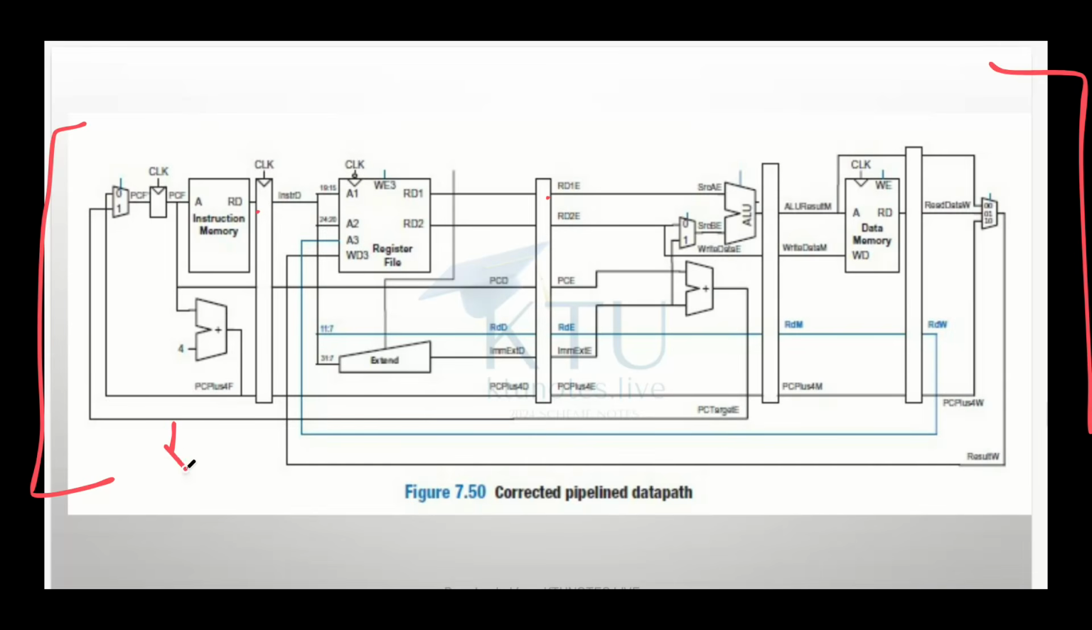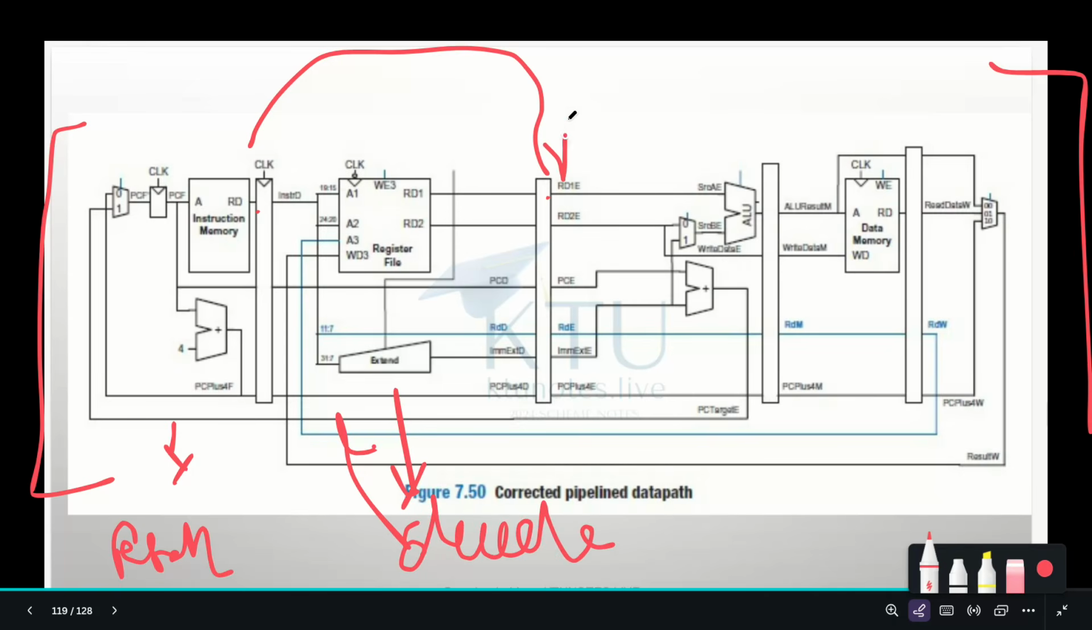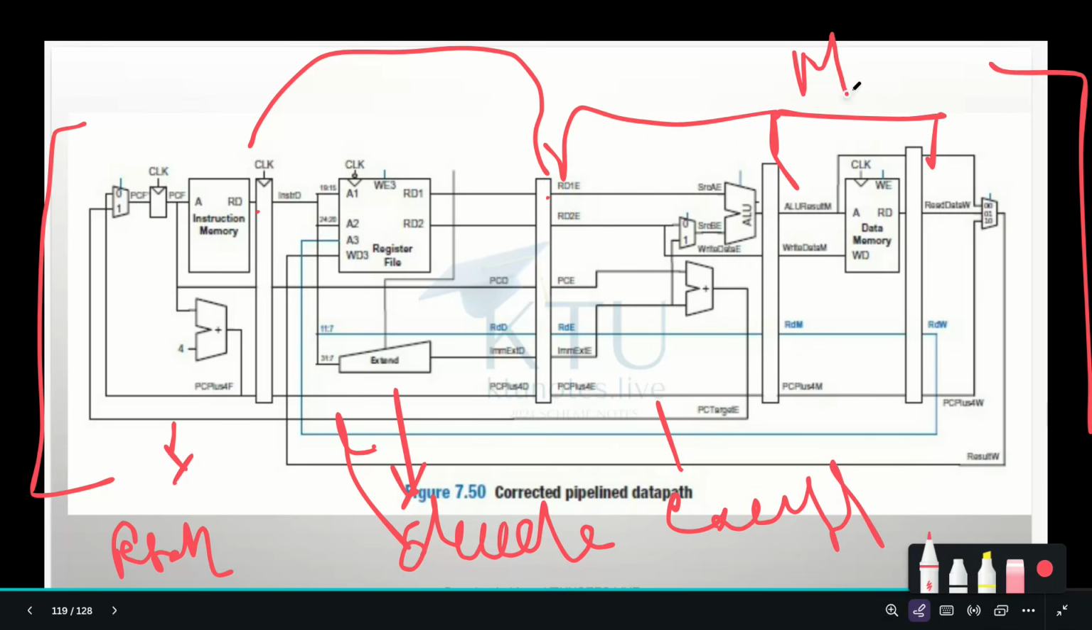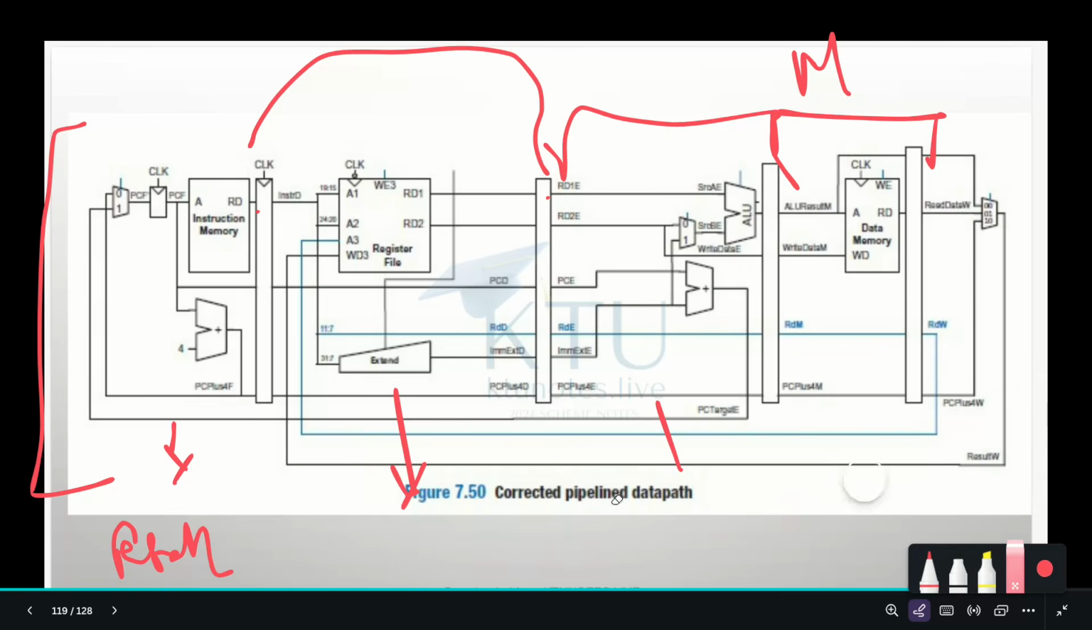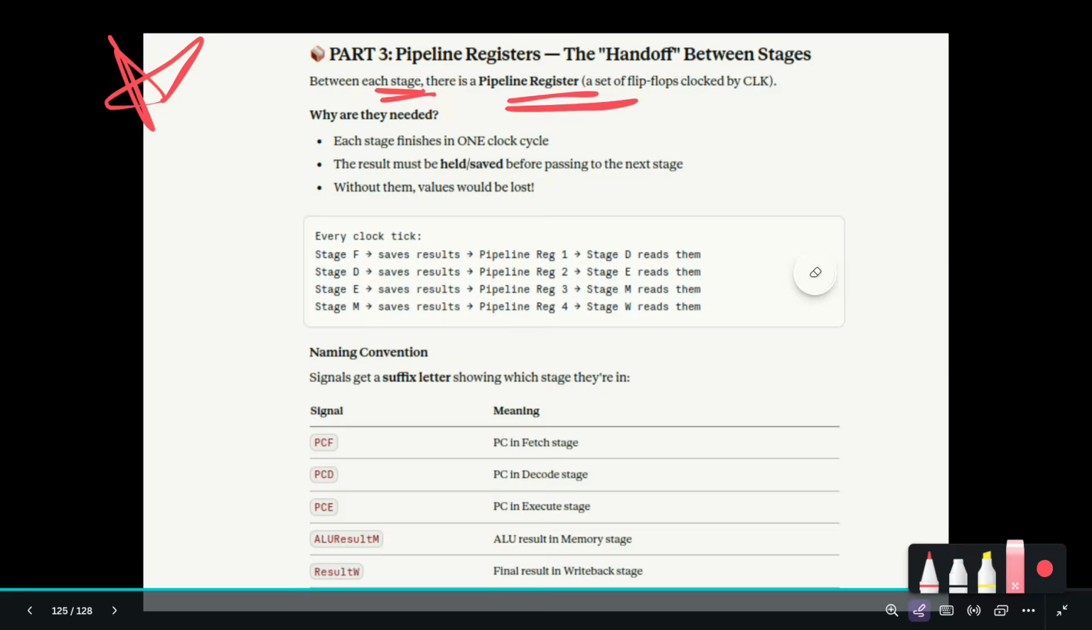Now guys, this is my fetch stage. This part is my decoding stage. Now this to this part is my executing stage, this to this is my memory stage, and this to this is my write back stage. This much we have to understand. Now see here, we have these pipeline registers in between them.